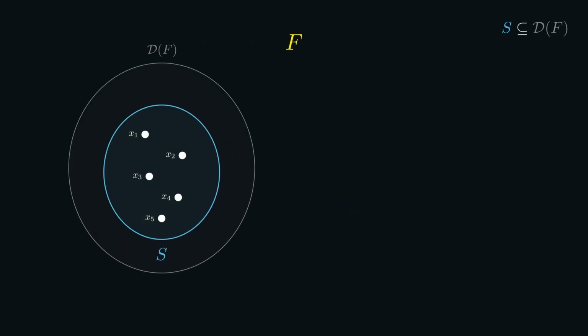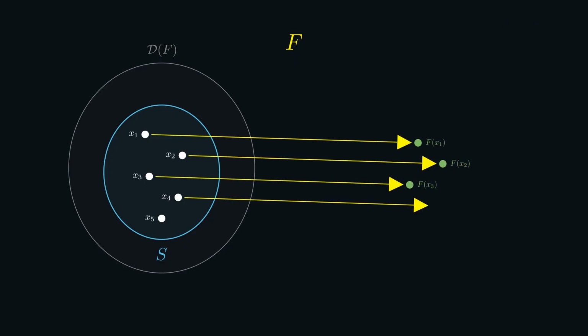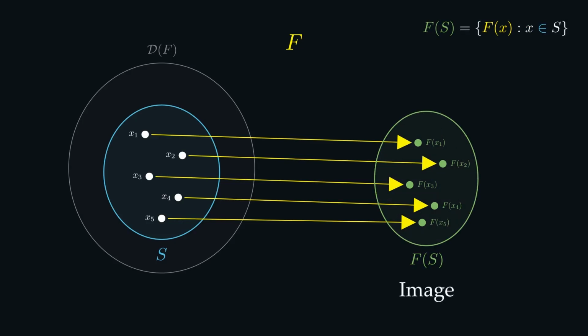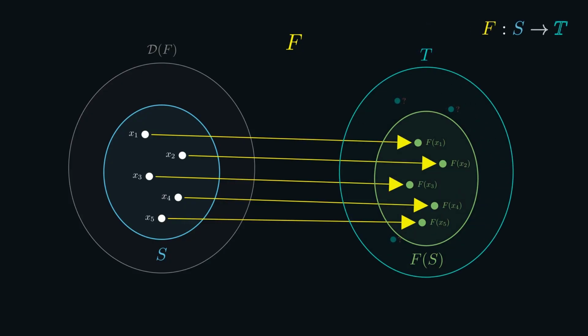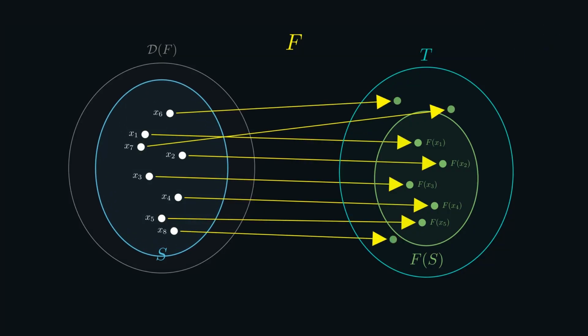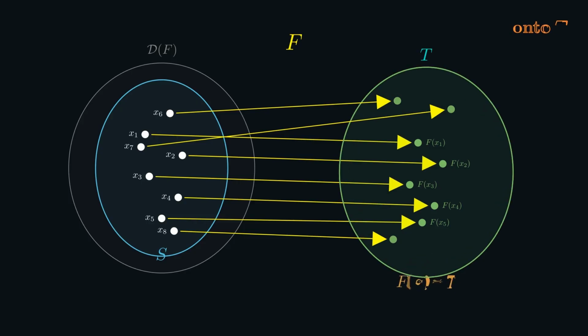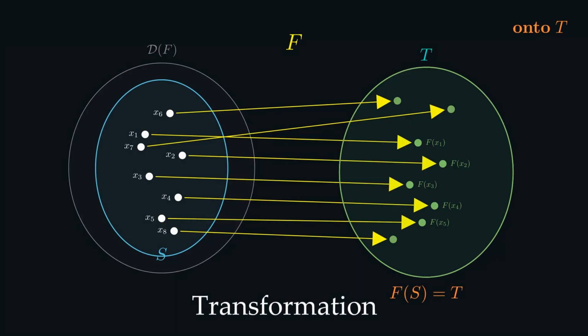If S is a subset of the domain of f, I say f is defined on S. The set of all values f of x for x in S is called the image of S under f, written f of S. If T is any set that contains f of S, then f is also called a mapping from S to T, written f from S to T. If f of S equals T exactly, every element of T is actually hit, then the mapping is said to be onto T. A mapping from S into itself is sometimes called a transformation.